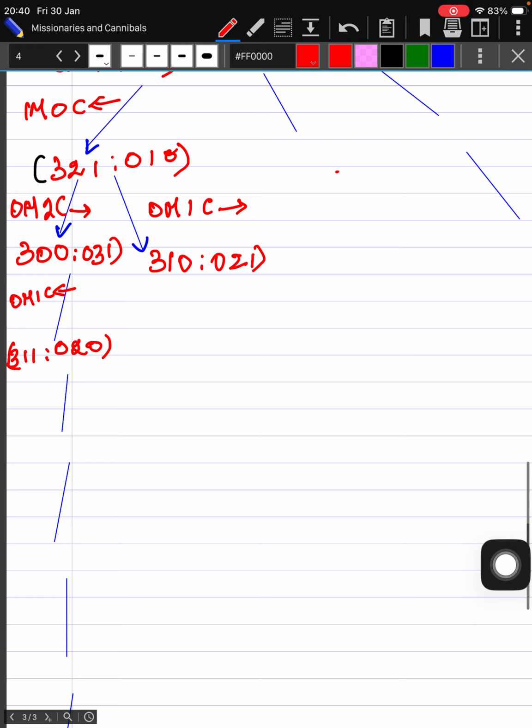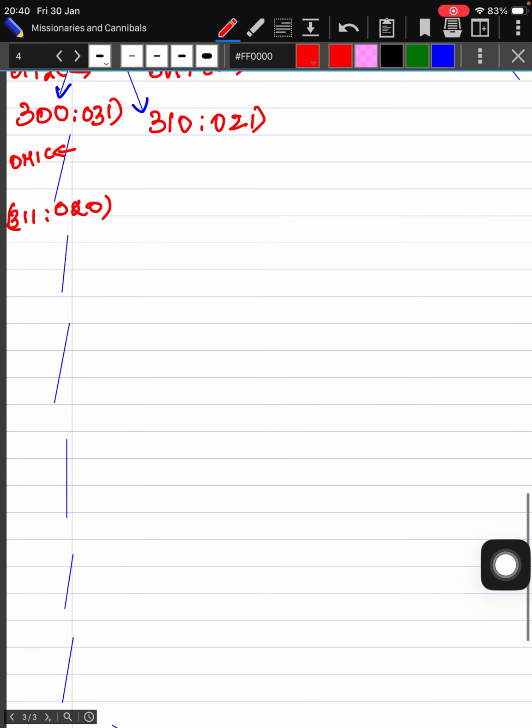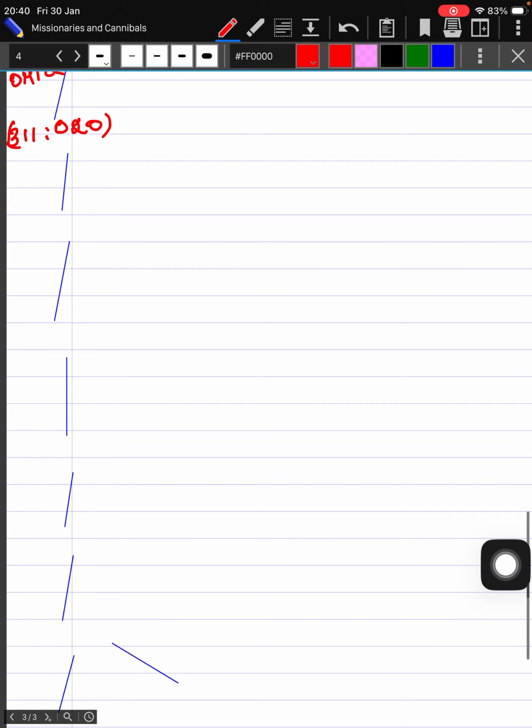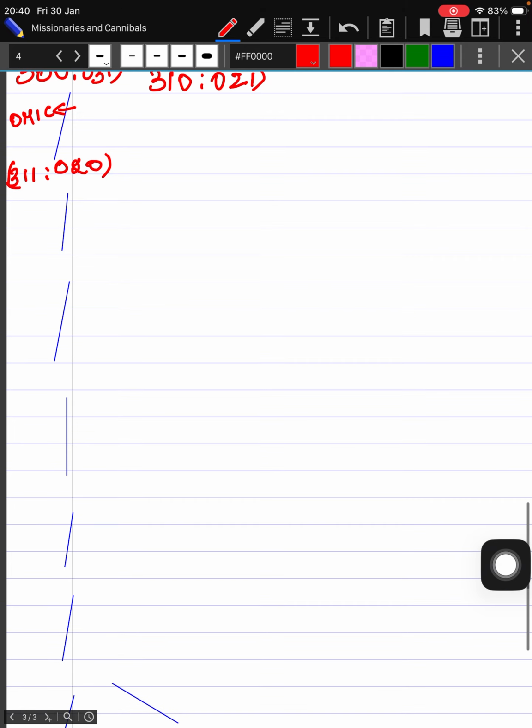Okay, now we'll take the next condition. So we are avoiding all the possibilities which will cause the number of missionaries to be less than the number of cannibals. Okay, we'll take the next condition. 2 missionaries and 0 cannibal go from left to right. Okay, 2 missionaries and 0 cannibal go from left to right.